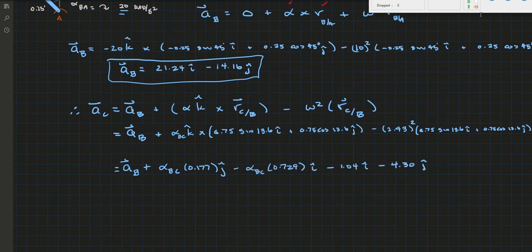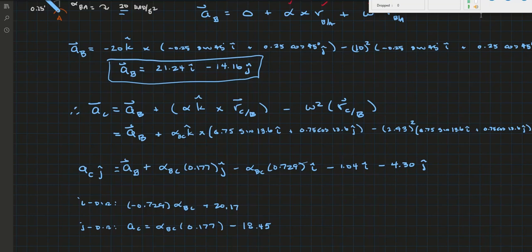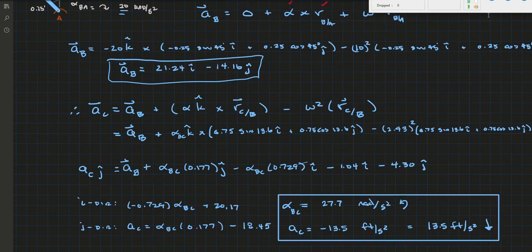Finishing out the rest of these calculations above gives us those values. And so then we can look at our I's and our J's. We know that the acceleration of C we can write as the component in the J direction. So here are our two equations we developed. And so then alpha equals, so here we go. Our acceleration at C is 13.5 down in the opposite direction, and alpha equals 27.7.